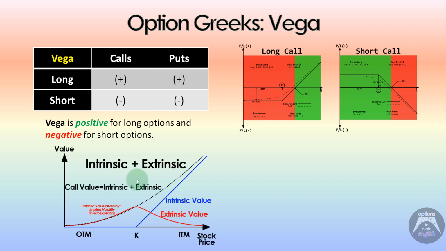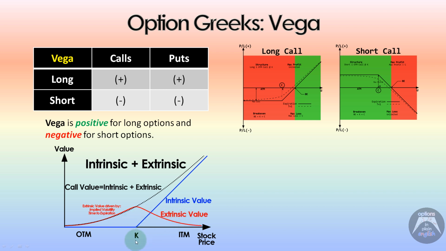We've already talked about intrinsic value and extrinsic value. Intrinsic value only depends on where the stock price is, where the underlying price is with respect to the strike price. Extrinsic value is driven by implied volatility and time to expiration, meaning that if you have a higher implied volatility, you're going to have a higher value of extrinsic. And if you have longer time to expiration, you're also going to have a higher extrinsic value.